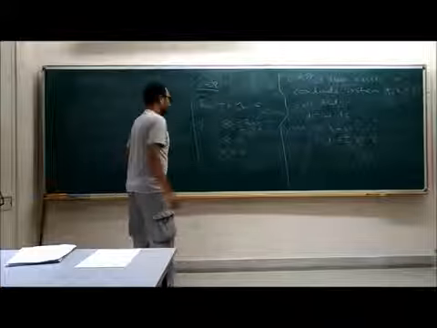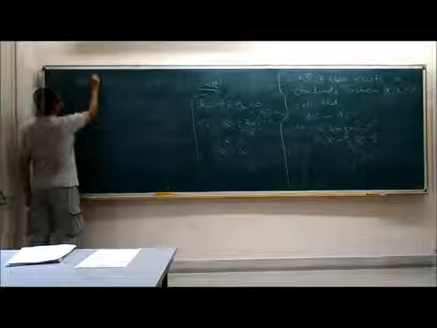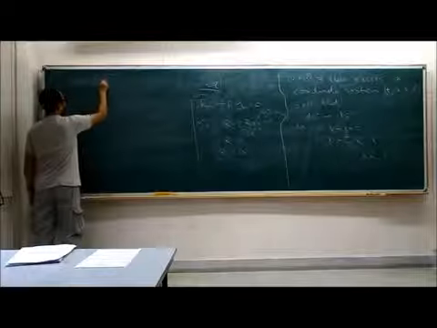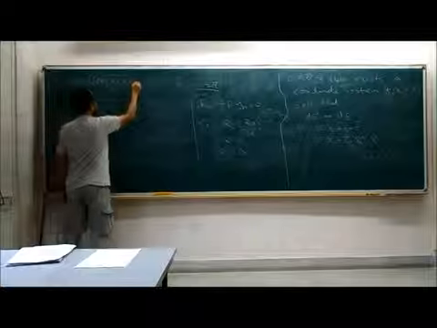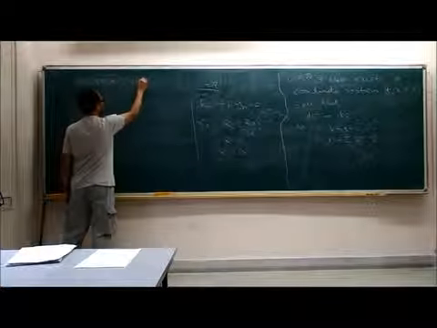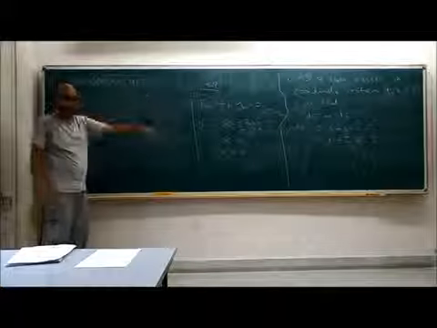Okay, so now let's define one quantity R as the square root of x1 square plus x2 square plus x3 square. And it's clear that R goes to R under those transformations.